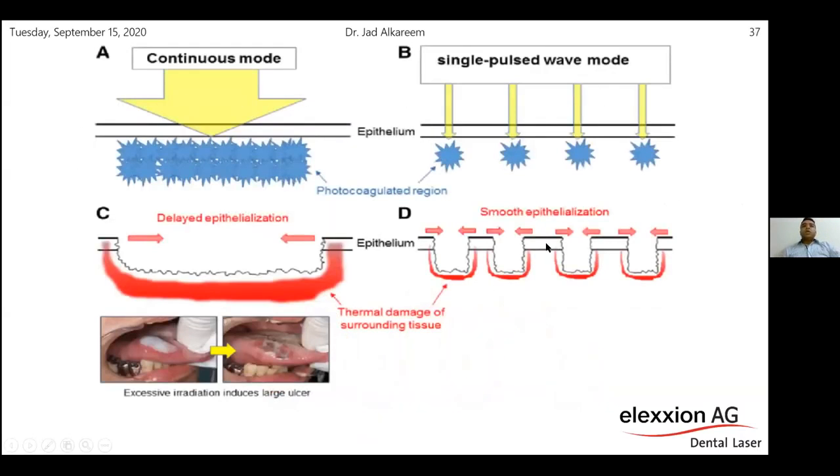In this picture, it can show you the difference between the continuous mode and the pulsed mode. You can see on the continuous wave, we have a high thermal damage to the surrounding tissue because the laser is coming out continuously without any interruption, which will increase the temperature of the tissue. And in the pulsed wave, you have less thermal damage to the surrounding tissue because you will have the laser on and laser off. And at the laser off time, you will have no laser at all, and this will give enough time for the tissue to cool down.